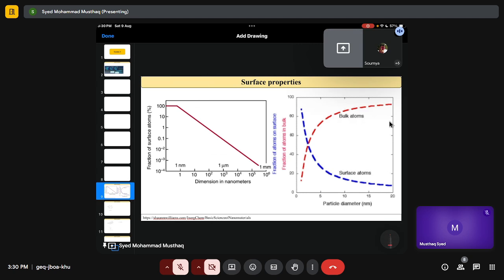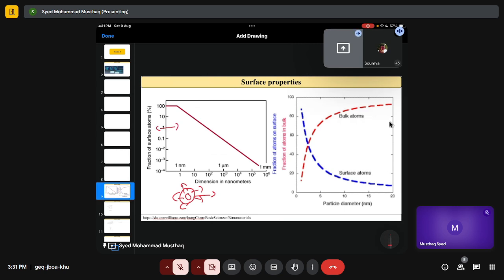So that's how you see here. Whenever the particle shrinks, the ratio between the surface atoms and bulk atoms becomes more and more equal. So here you can see the fraction of surface atoms is more or less a 1:1 ratio.